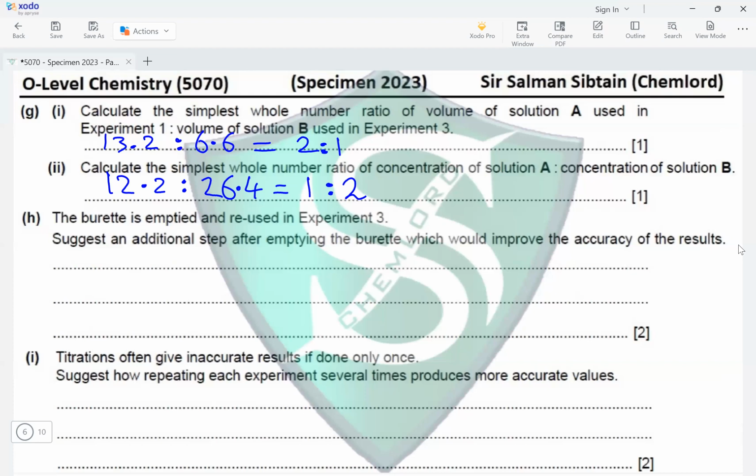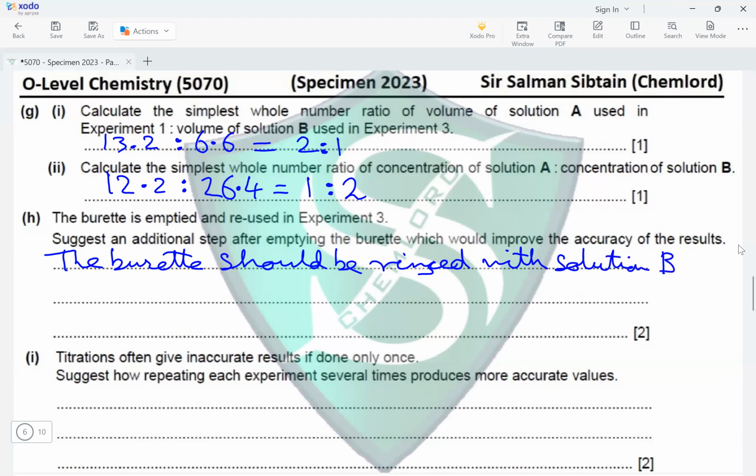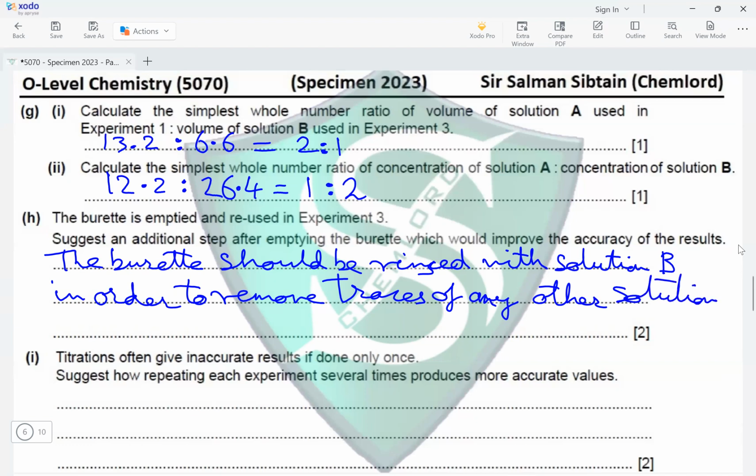So we would write the burette should be rinsed with solution B in order to remove traces of any other solution that was previously present in it.